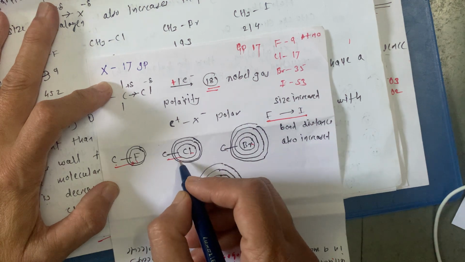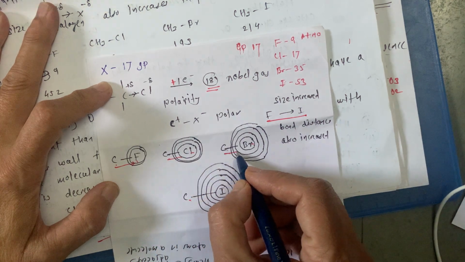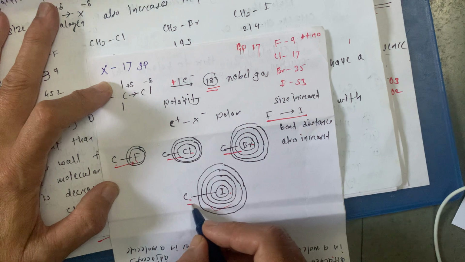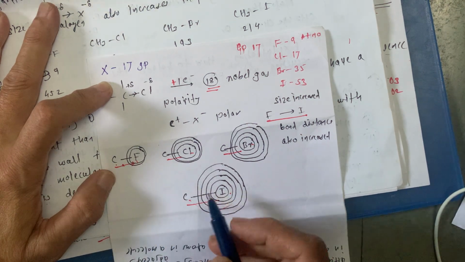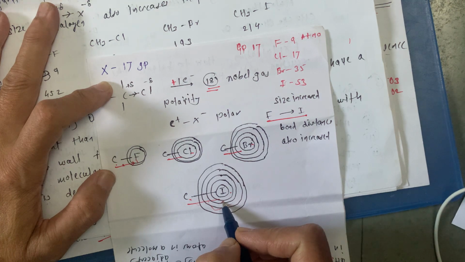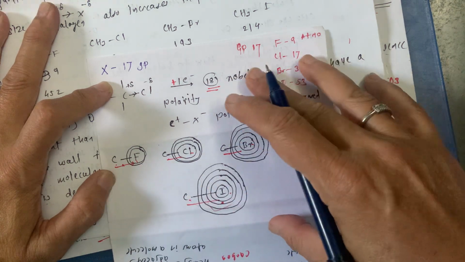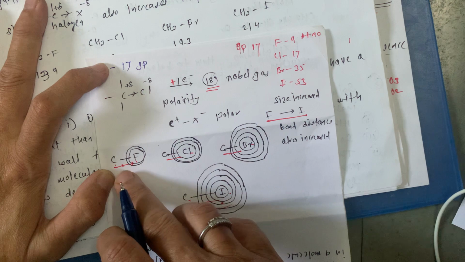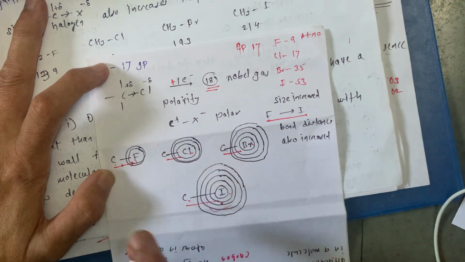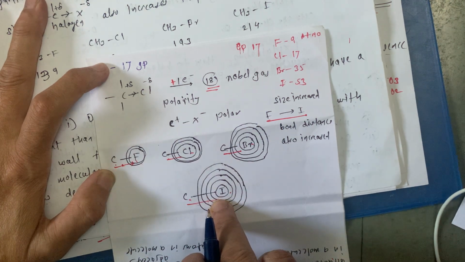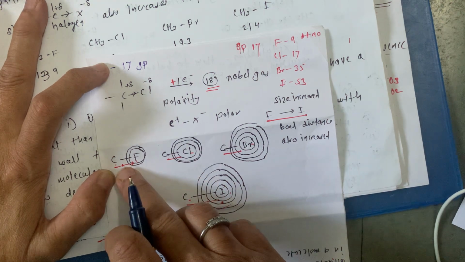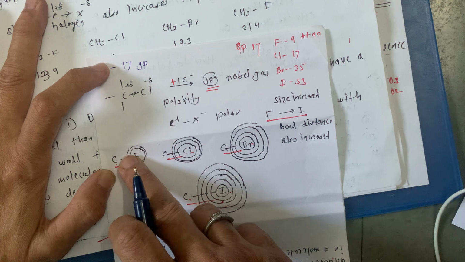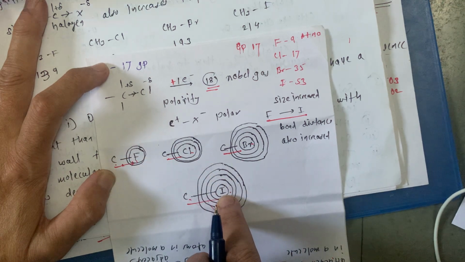somewhat higher than that, and again in increasing order. So the C-F bond length is very small as compared to C-I. And now you will come to know the intramolecular force here is higher than C-I. So what is the nature of bonding? This bond is a stronger bond than this bond. The C-F bond is a stronger bond than the C-I.